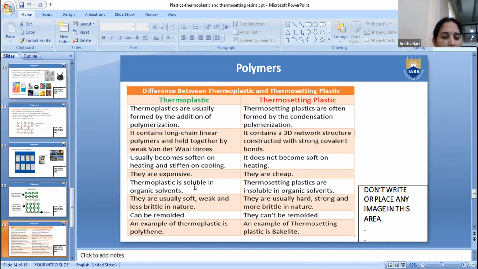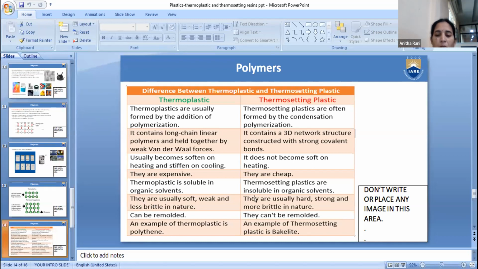Thermoplastic resins are easily soluble in organic solvents, whereas thermosetting plastics are insoluble in organic solvents. Thermoplastic resins are usually soft, weak, and less brittle in nature. They do not have the strength of thermosetting resins. Brittle means easily breakable, so less brittle means they won't break easily.